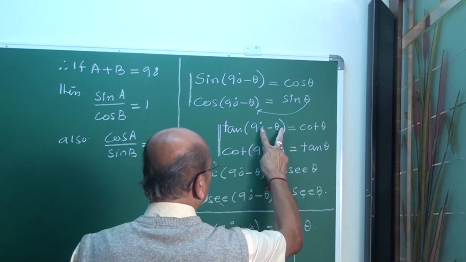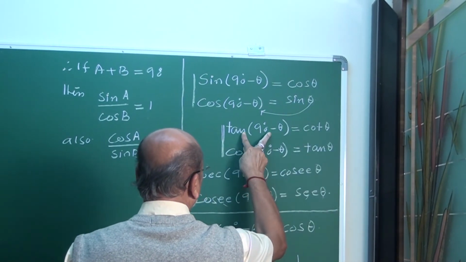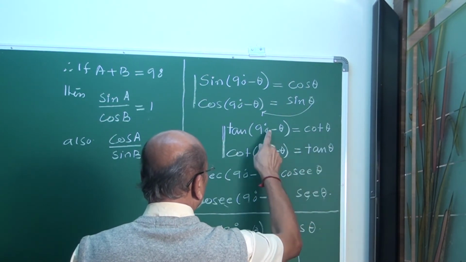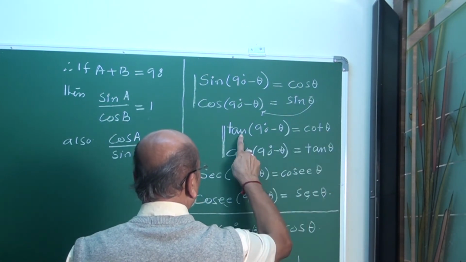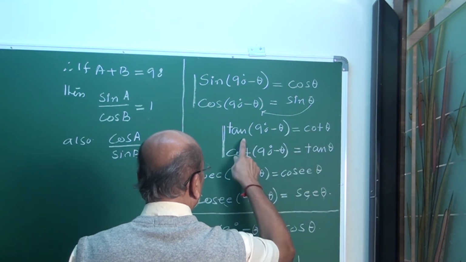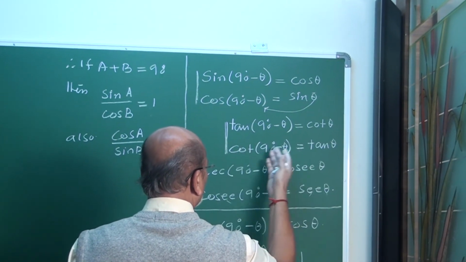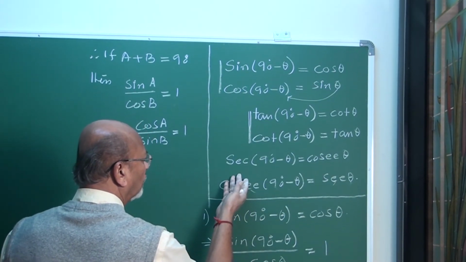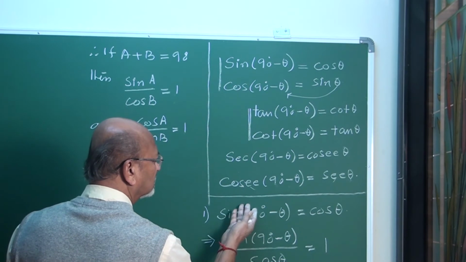Tan of 90 minus theta equals cot theta. Bring down: tan of 90 minus theta upon cot theta is 1. If it is A, if it is B, again A plus B is 90, then tan A upon cot B is 1. Cot A upon tan B is 1. Sec A upon cosec B is 1. Cosec A upon sec B is 1.